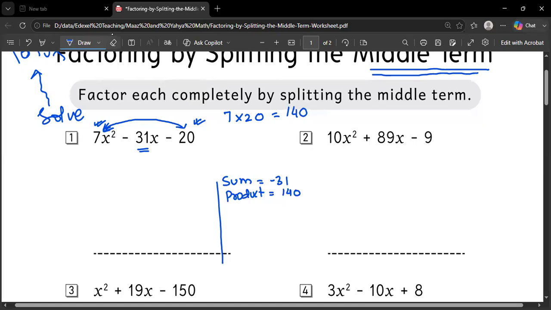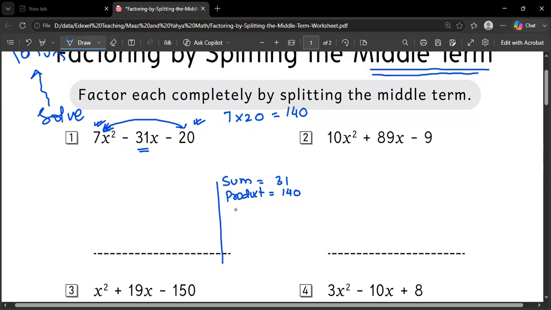Okay, you can decide like this. We can take 31. Just remove the minus sign. We will deal with minus later. Find out the two numbers. The product of them becomes 140 and the sum becomes 31. What could be the two numbers?